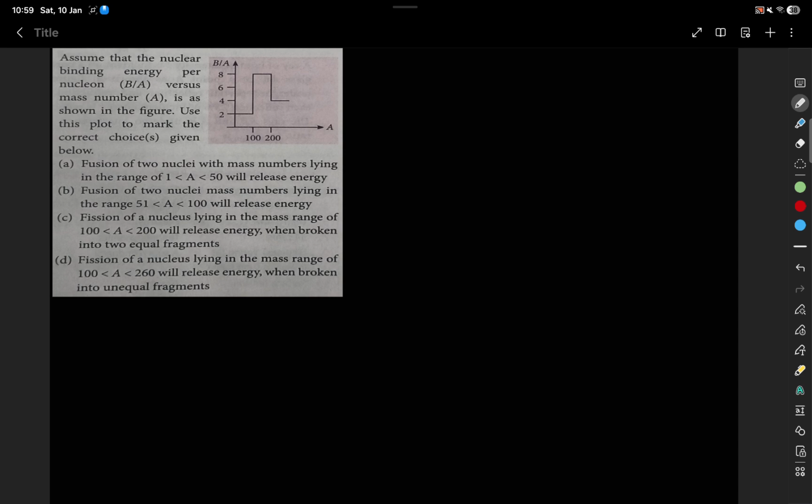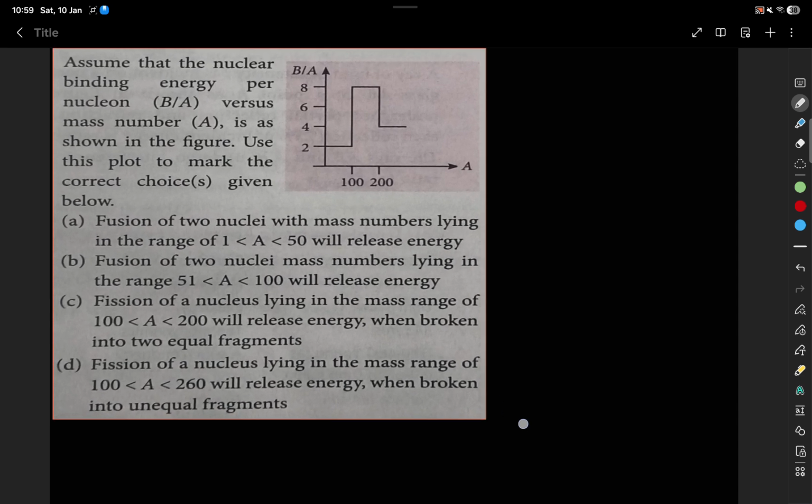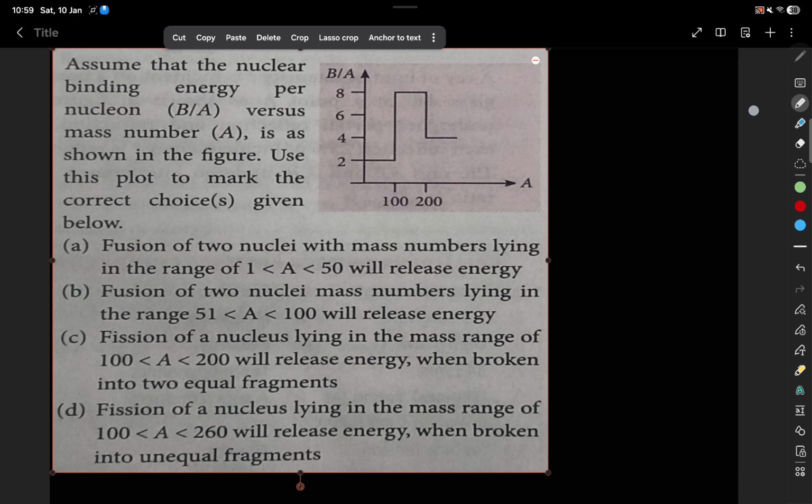So for the first one, fusion of two nuclei with mass number lying in the range 1 ≤ A ≤ 50, I'll be solving this. Let's assume you are taking two nuclei at this position. One nucleus having mass number 40, another nucleus having mass number 50. So 40 into 2 plus 50 into 2 is their combined binding energy. That will be how much? 40 into 2 is 80 plus 50 into 2 is 100, so 180.